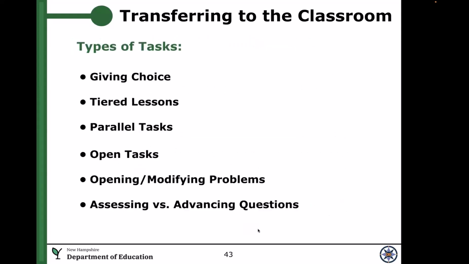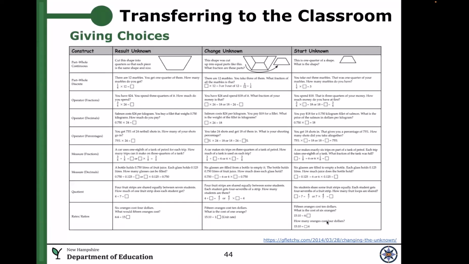So different types of tasks that you might be able to do to differentiate the information within your classroom: first one's giving choices. So I know this is tiny. I have the link here, so G Fletchy is something that's a really great website. This is when we're giving choices to students, this is one way that would be really easy.